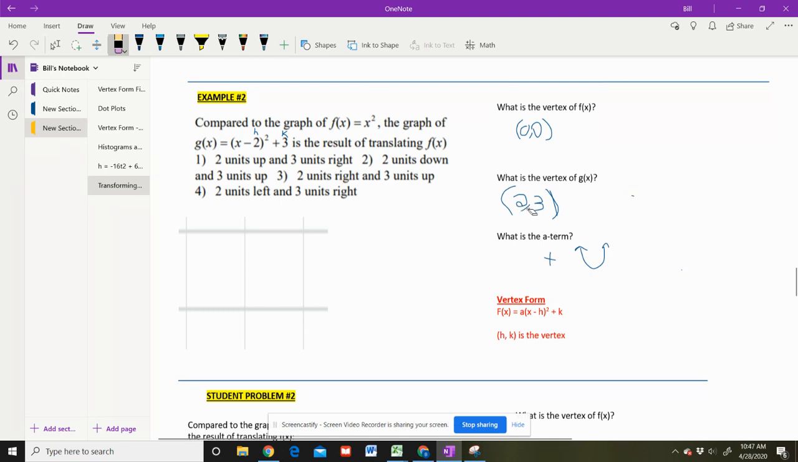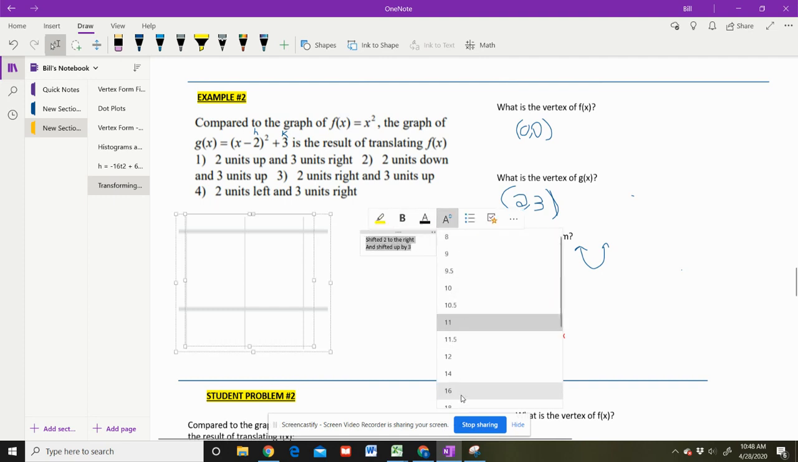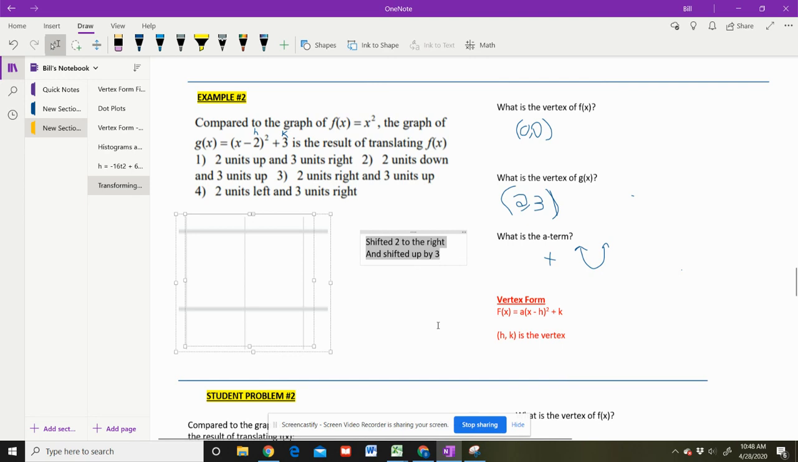All right. So I know that I shifted 2, right? It's a positive 2, so I shifted 2 to the right. Okay. And then I went up by 3. It's a positive 3. So I shifted 2 to the right and shifted up by 3. Okay. I'll make this bigger. All right. So I shifted 2 to the right and shifted up by 3.